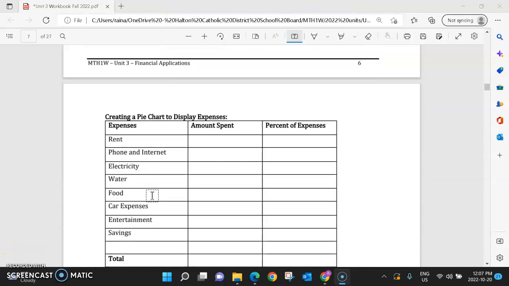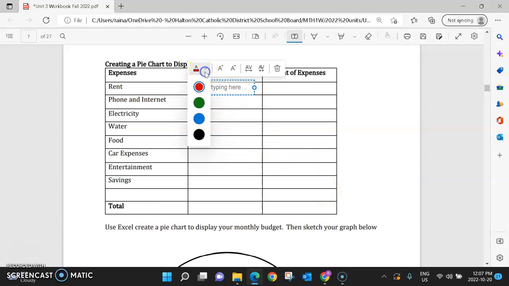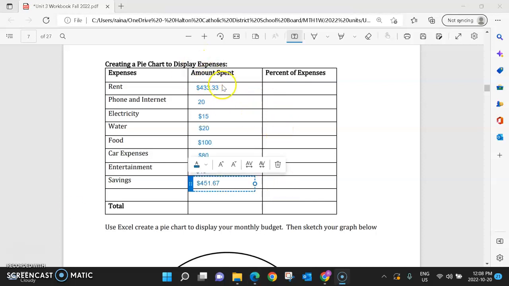All right, our next section here, you are creating a pie chart to display all of your expenses. So here we're going to take all of the amounts spent in each category, right? I'm going to put in all of my numbers. So I have $433.33. I'm going to do this and I'm going to come back in a second. I have listed all of the amounts that I've spent in each category here.